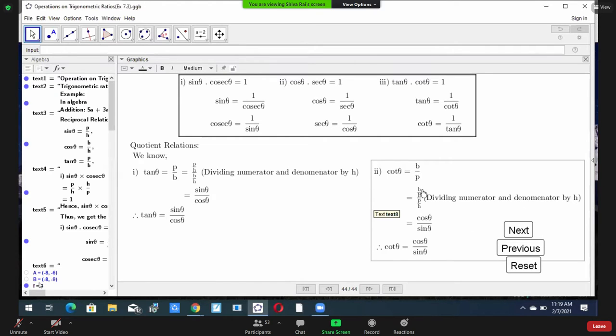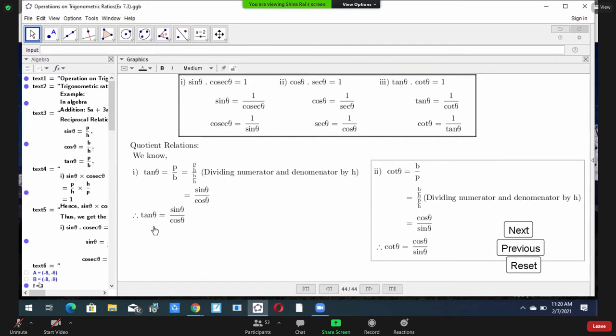So therefore cot theta equals cos theta upon sin theta. Now we're getting another relation: sin theta upon cos theta equals cos theta upon sin theta, and the reciprocal relations you already know: sin theta equals 1 upon cosec theta, cos theta equals 1 upon sec theta, sec theta equals 1 upon cos theta. Okay, and tan theta equals 1 upon cot theta, and cot theta equals 1 upon tan theta.